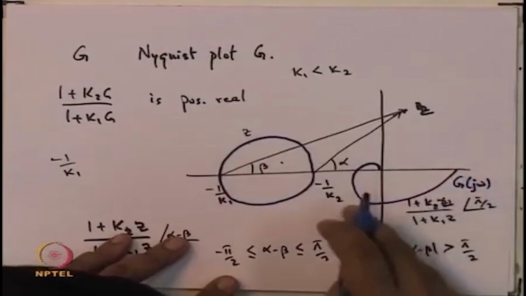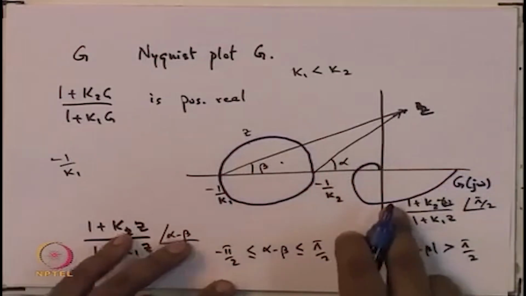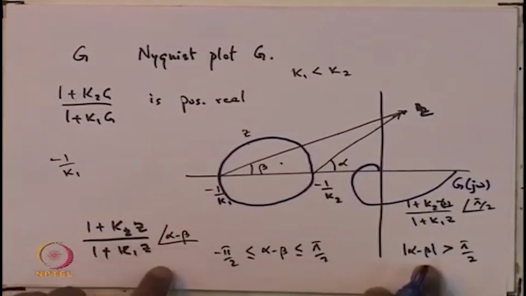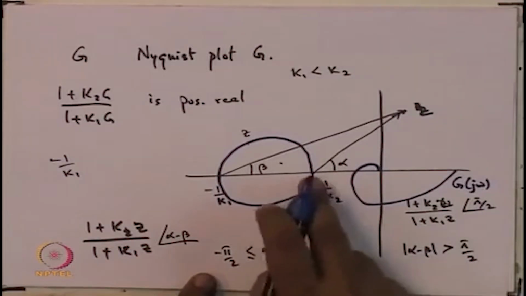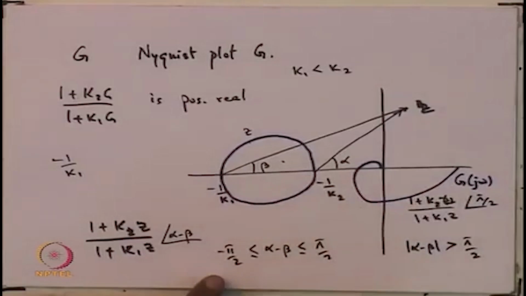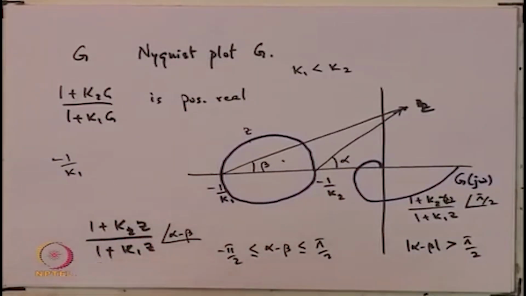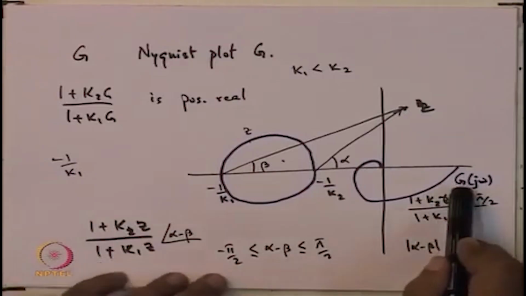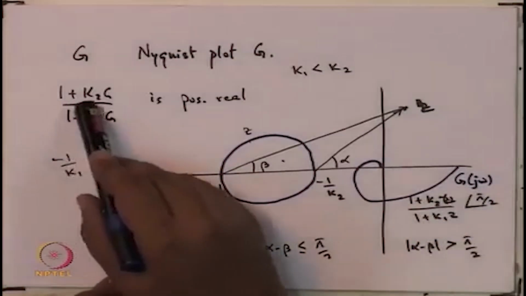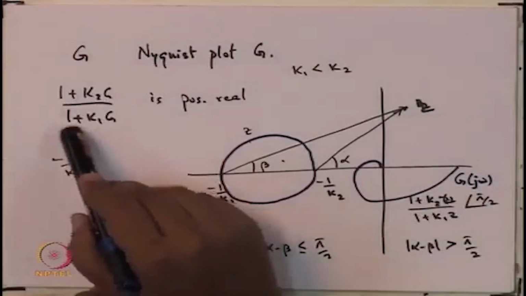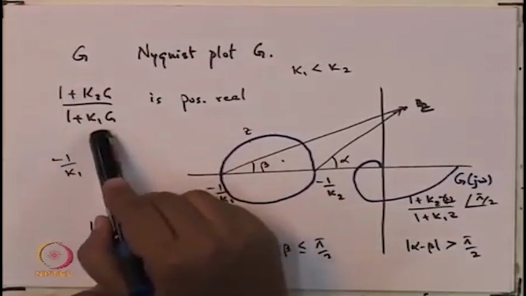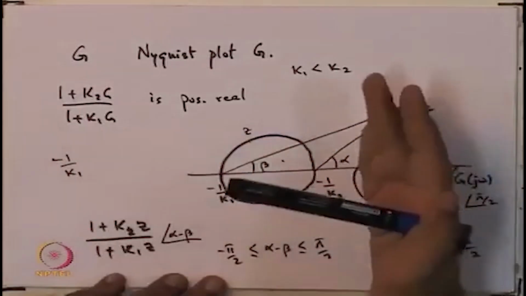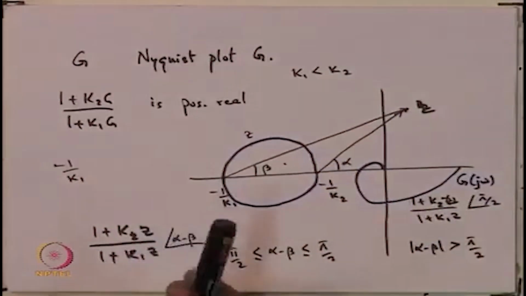So, for every point along the Nyquist plot, because of the argument that we had given earlier, alpha minus beta, this angle is going to be between pi by 2 and minus pi by 2. So, what it means is, for this particular plant G, if you calculate (1 plus k2 G) upon (1 plus k1 G) and plot the Nyquist plot of this new transfer function, then that Nyquist plot is going to lie completely in the right half plane.